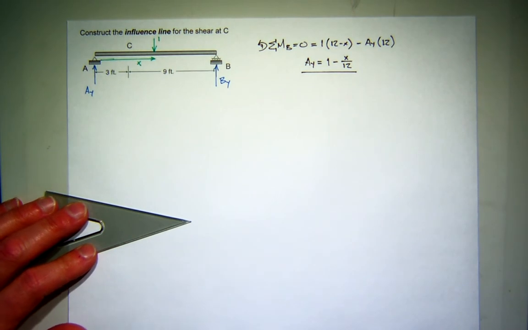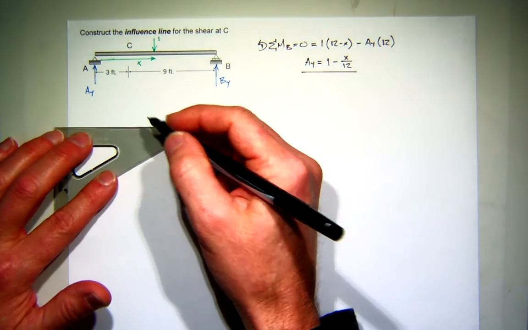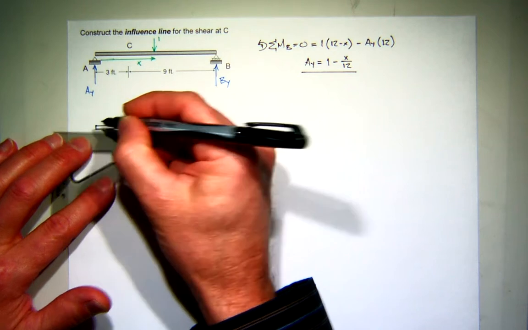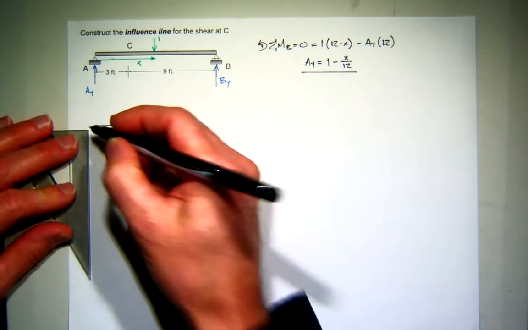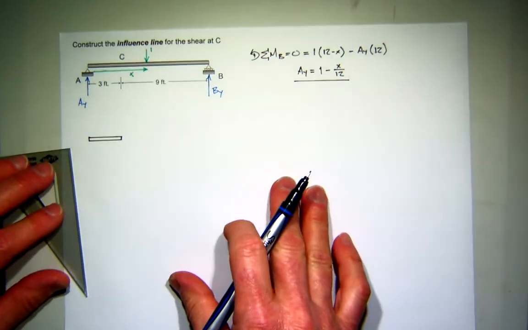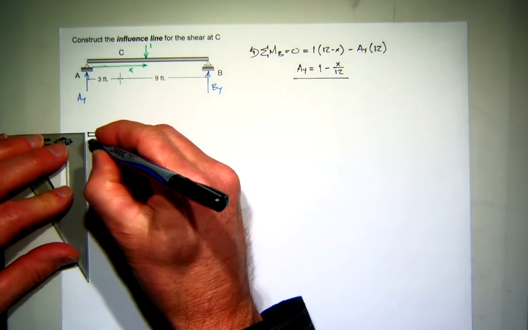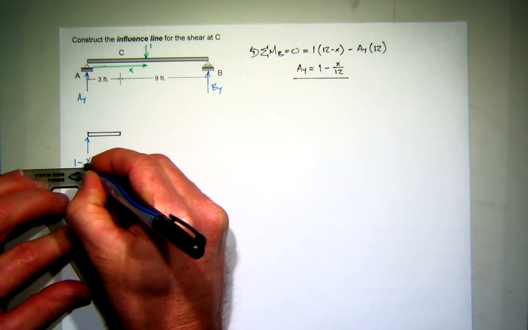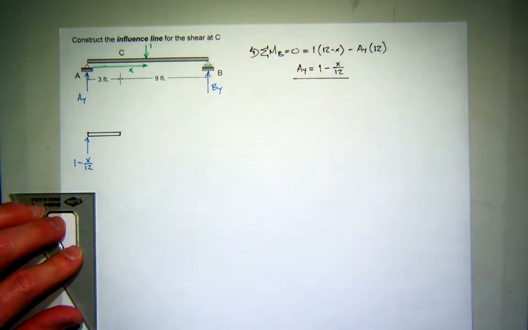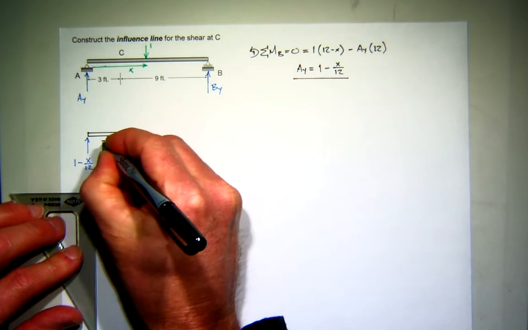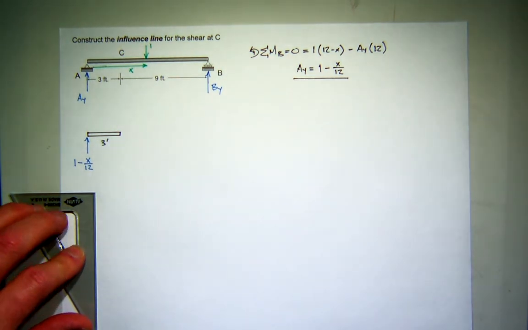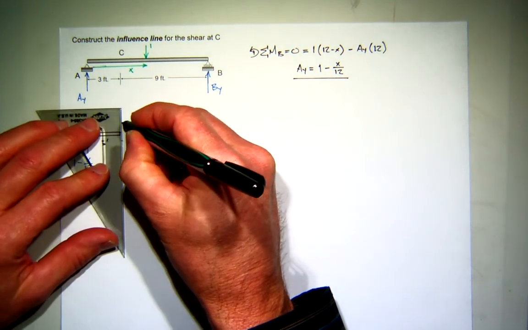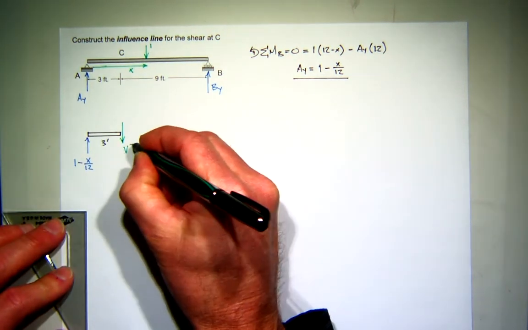Alright, so now I'm ready to draw a free body diagram of the section to C. So what is my reaction AY? Oops, sorry. Keep moving my paper. Well, we just solved for it, right? It's 1 minus x over 12. This distance is 3 feet. And then we're doing shear, right? Yeah, so there's my positive shear at C.